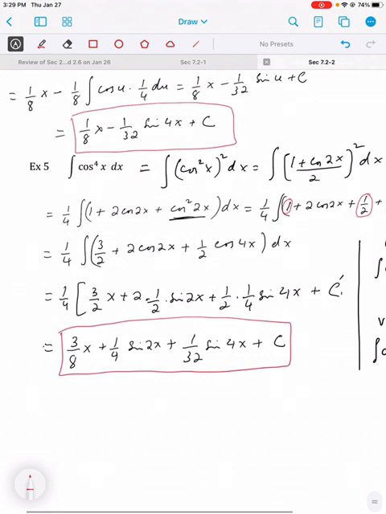So this is how you use either the Pythagorean theorem or the half angle formulas for cosine and sine.